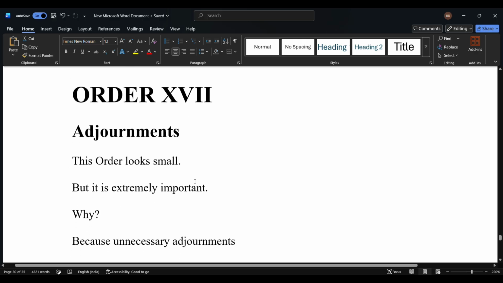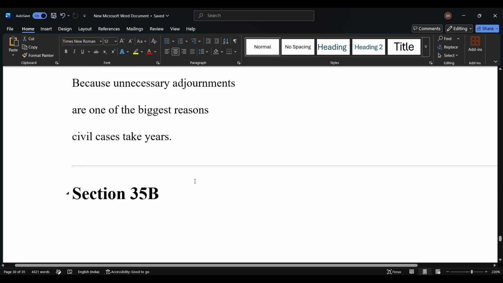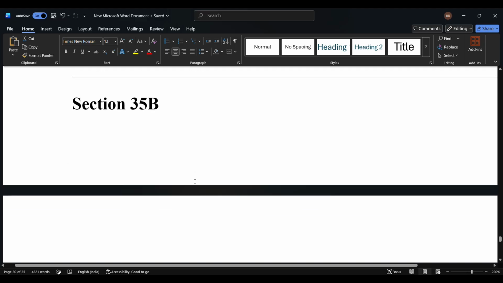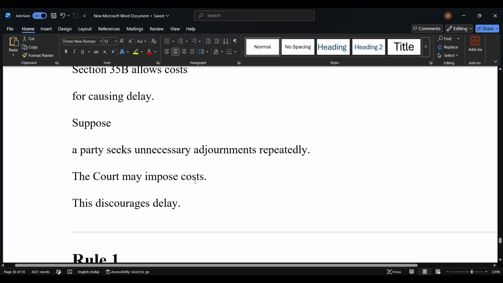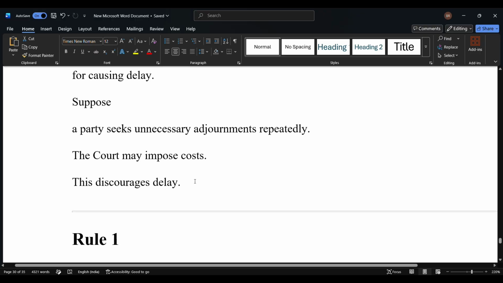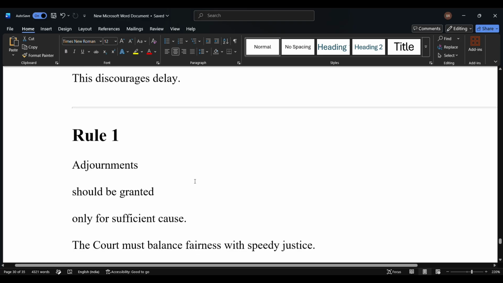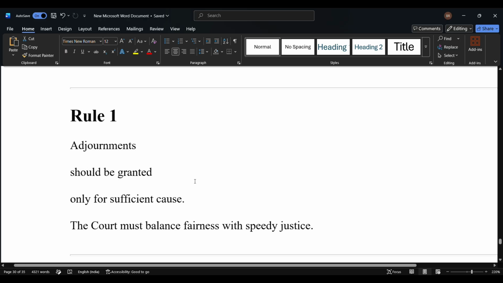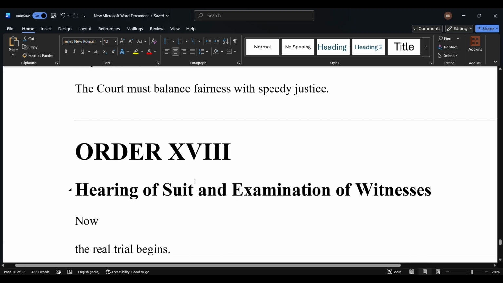Order XVI, adjournments. This order looks small, but it is extremely important. Why? Because unnecessary adjournments are one of the biggest reasons civil cases take years. Section 35B allows costs for causing delay. Suppose a party seeks unnecessary adjournments repeatedly. The court may impose costs. This discourages delay. Rule 1: adjournments should be granted only for sufficient cause. The court must balance fairness with speedy justice.